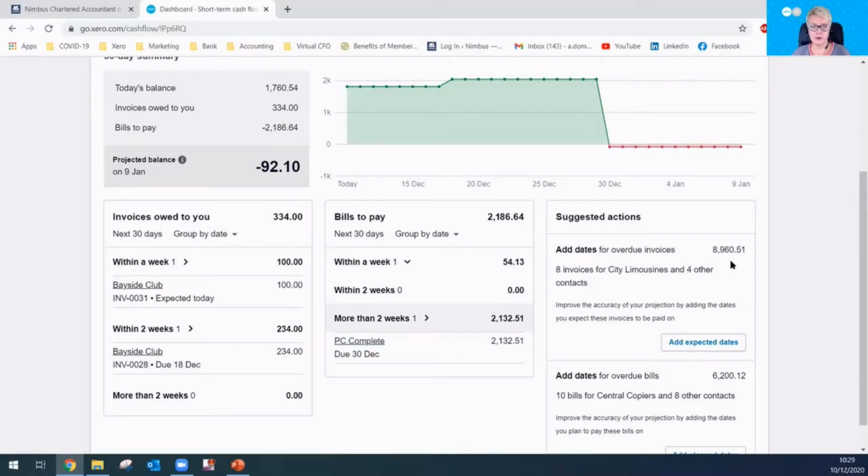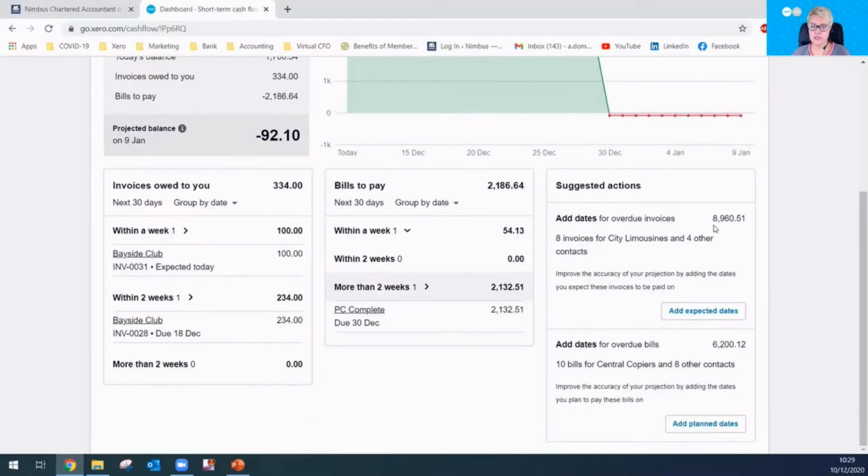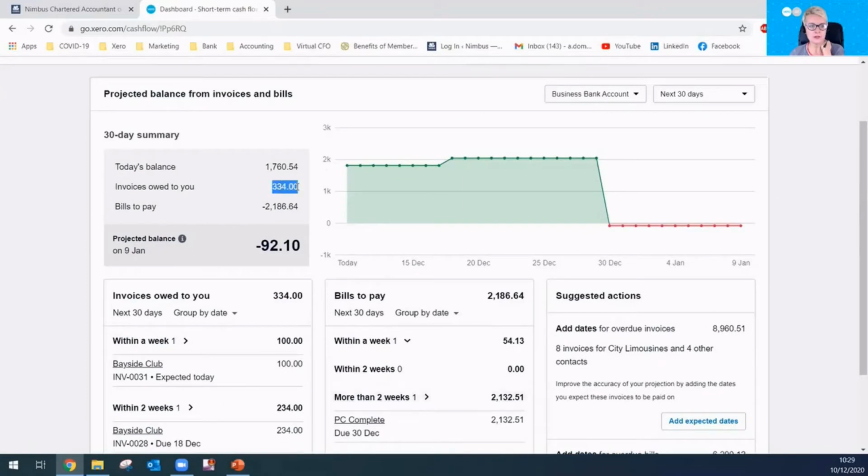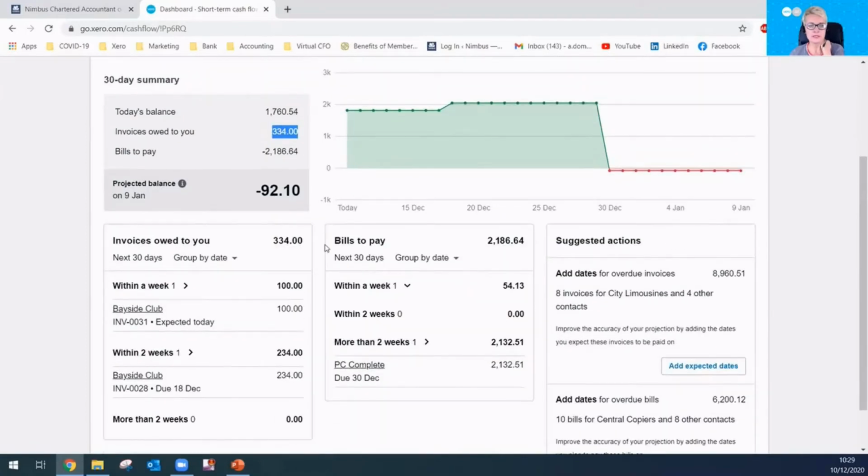From the 8,000 of overdue invoices we are expecting to receive, we can add expected days. That means when we are going to receive the money. So the system is telling us that even though only 300 is owed to us from invoices which have been issued recently, we have nearly 9,000 of invoices issued, and perhaps we can collect some money earlier from the customers.